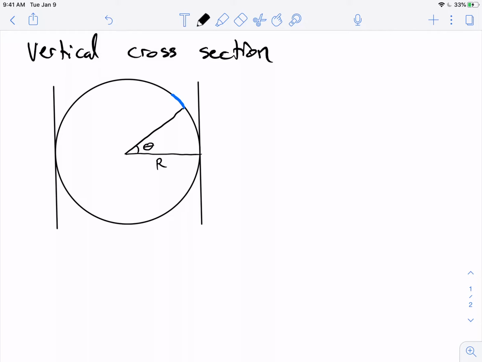Actually, sorry, I think it's going to be easier if we assume this angle's theta. And like I said, since this blue edge here is really small compared to the size of our sphere, and we're only measuring an approximation anyway, it doesn't really hurt to choose either of these angles to be theta. Okay.